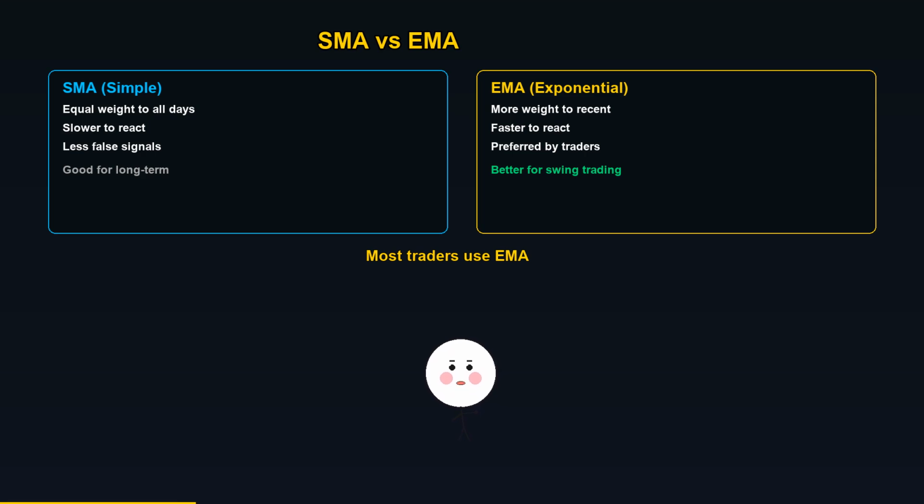There are two types you need to know. The simple moving average, or SMA, gives equal weight to every day. The exponential moving average, or EMA, gives more weight to recent prices. Most traders prefer the EMA because it reacts faster. For the rest of this video, when I say moving average, I mean the EMA.